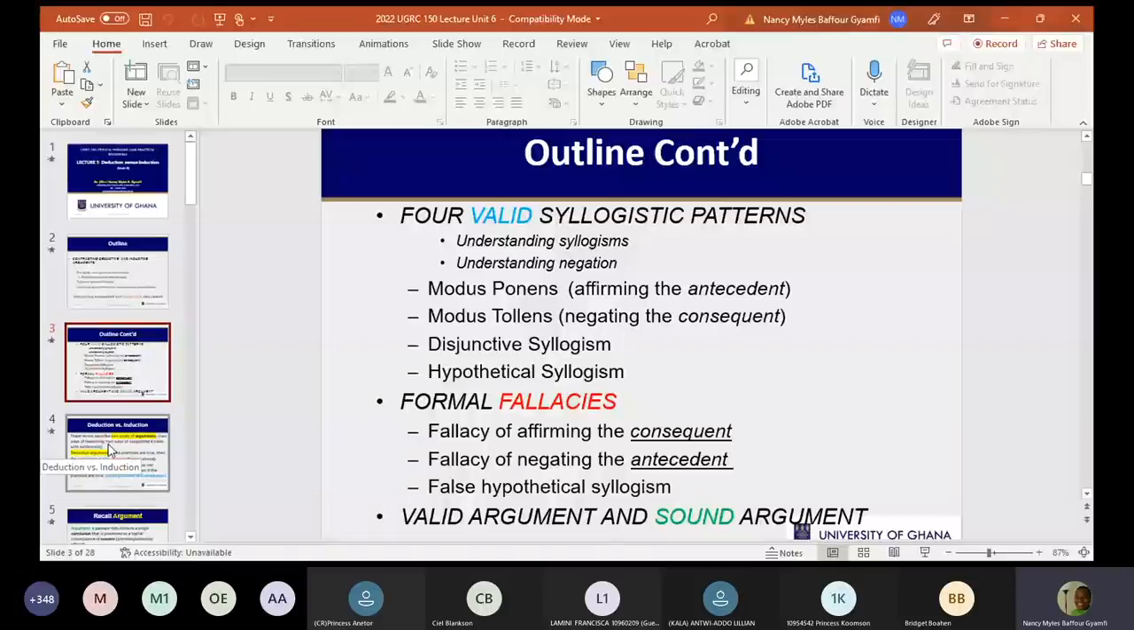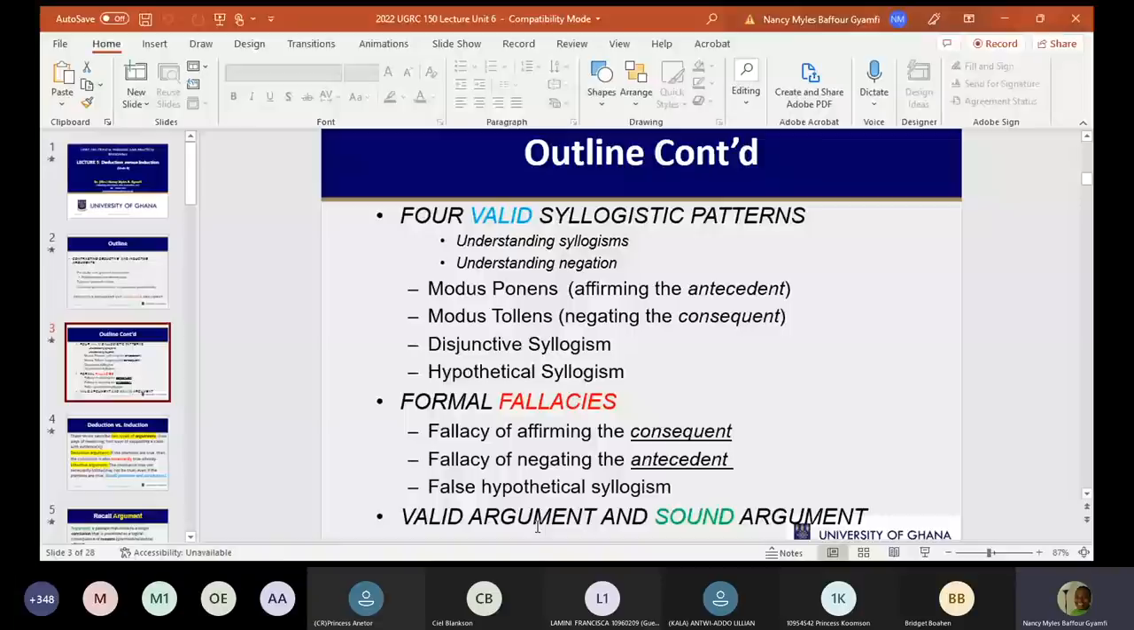Then valid argument and sound argument. We know validity to be what? A good deduction. When you deduce correctly, it will be valid, and it can be any of the four. Then even after your arguments are valid, if the premises are true, then we'll say it's even sound. That one too, we have done.